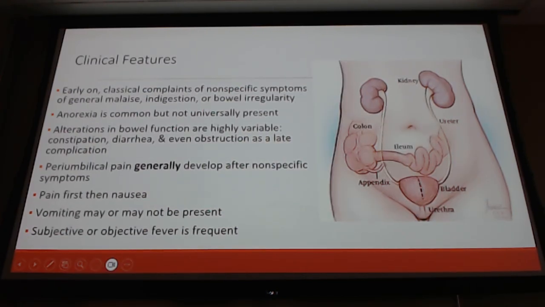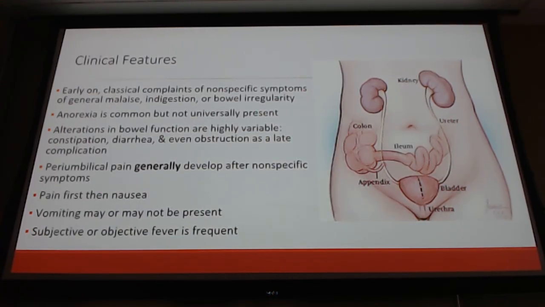Early symptoms of that are non-specific malaise, indigestion, irregular bowels. They might complain, I feel like I have a stomach bug or gastroenteritis. The most common symptom besides that is going to be anorexia. They do not feel like they want to eat. Why? Because every time they eat, it's going to cause peristalsis, it's going to cause significant pain, even worse than constant. It's kind of like colicky type of pain. So anorexia is common. Alterations in bowel function can be hyperactive or hypoactive.